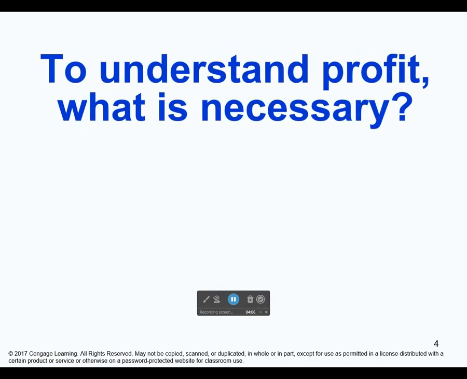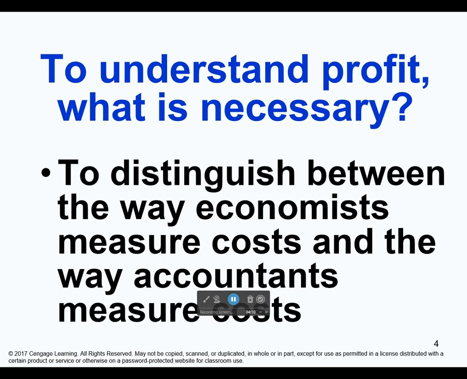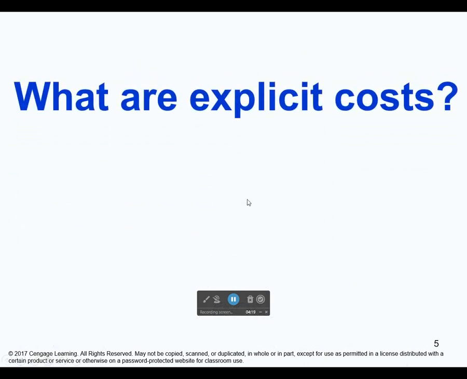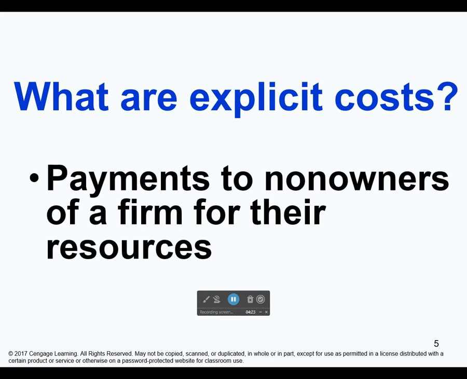So when we talk about profit, we have to distinguish between the way that accountants measure cost and the way that economists measure cost. They're different. You've got to remember, an accountant counts things. Accountants only count explicit costs. These are payments, and you should write this down in your notes, payments to non-owners of a firm for their resources.